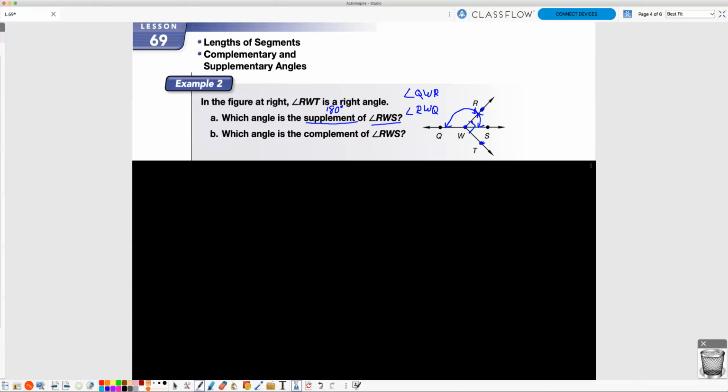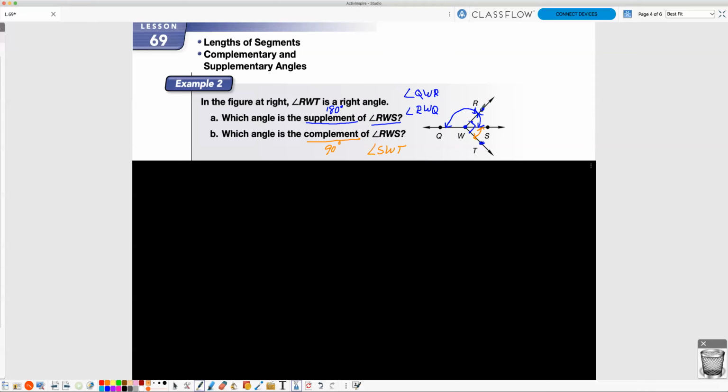Letter B, which one is the complement? So complement means it has to add up to 90 degrees. If it's R to W to S again, hopefully you can see that this angle right here, from here to here, would make that complement if we were to combine this S to W to T. So it's angle SWT, which creates 90 degrees when added to the RWS.